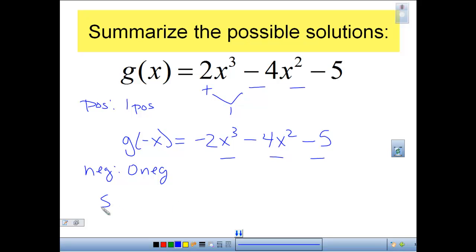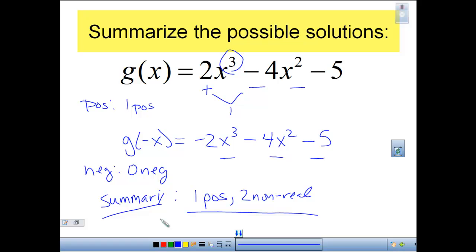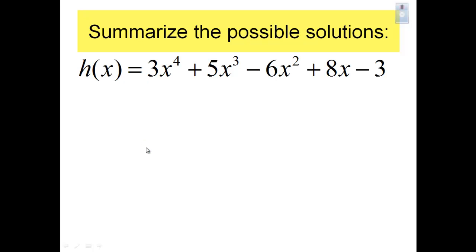So let's summarize. We know we're going to have a total of 3 solutions. So it's either 1 positive, and that means the other 2 are going to be non-real, since there are none that are going to be negative. That's the only solution. So we know there's only going to be 1 positive solution and 2 non-real solutions.